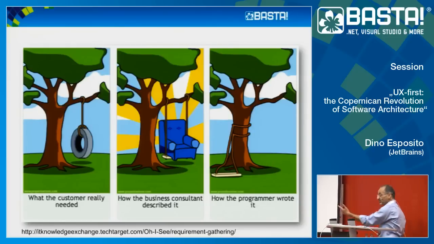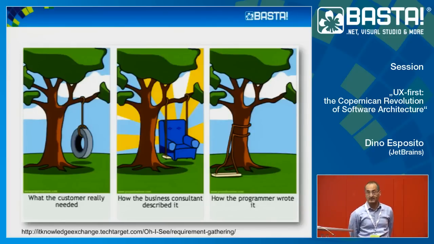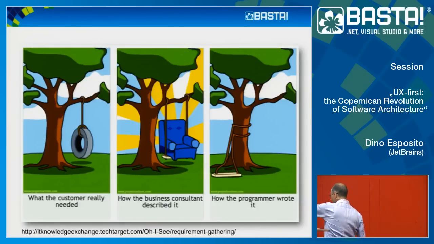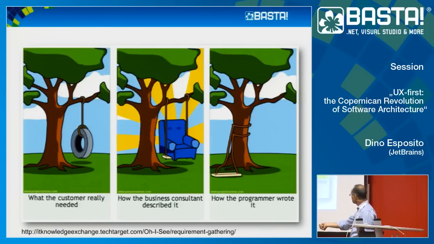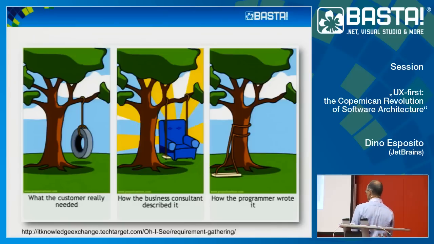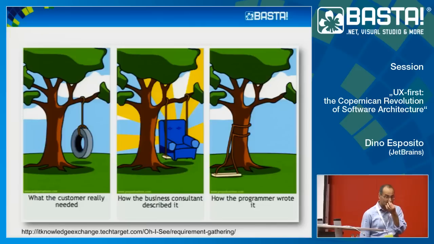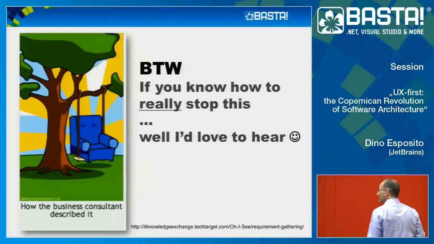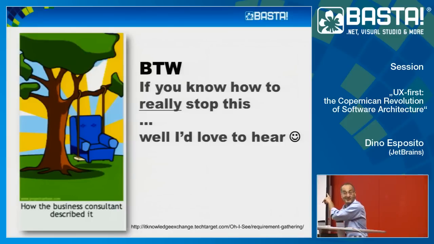And this is another popular picture you find nearly everywhere on the internet. This is what the customer really needs. This is how the marketing made it look like. So we can build this for you. And this is what the customer actually paid for. This is what he gets. Stop this. Do yourself a favor, stop this. By the way, if you know how to stop this, let me know. Okay.